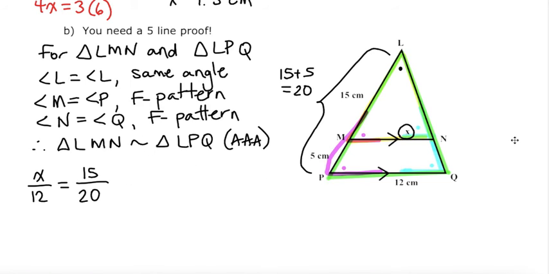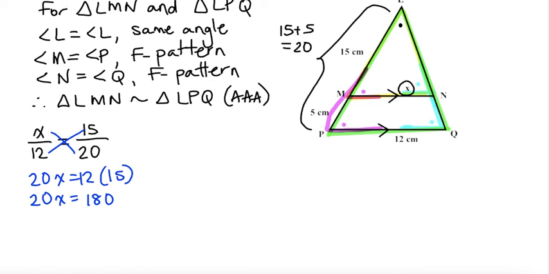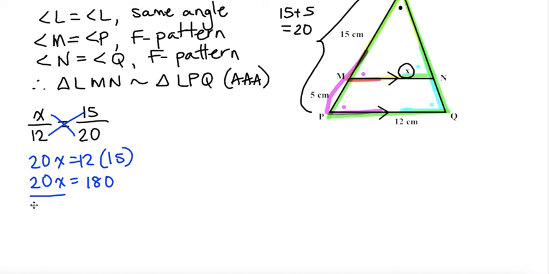So now I'm going to use this information to solve for X. I'm going to use cross multiplication. So 20 times X is equal to 12 times 15. So I have 20x is equal to 12 times 15, which is 180. And then from here, I'm going to divide both sides by 20 to get rid of that coefficient in front of my variable. So I'm left with x is equal to 9.